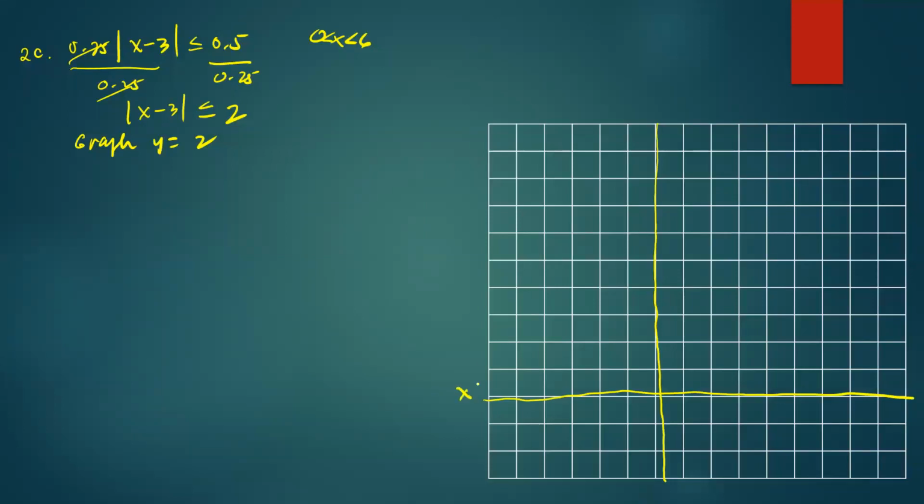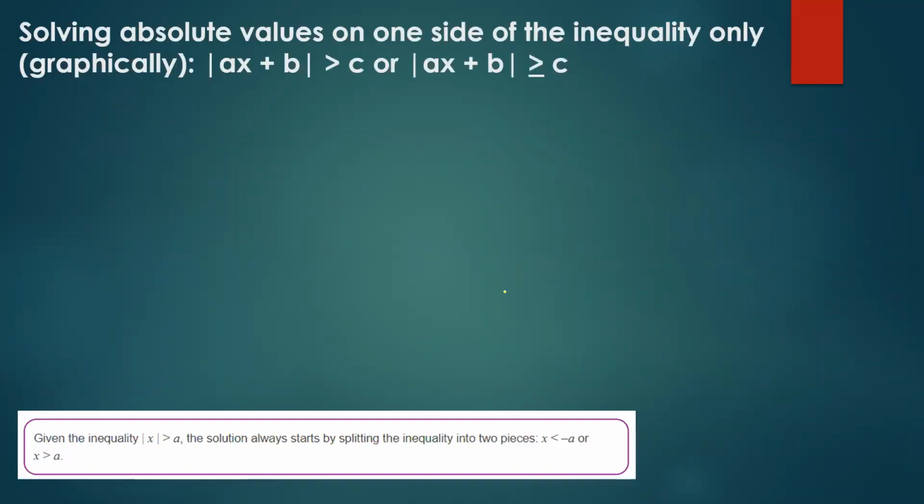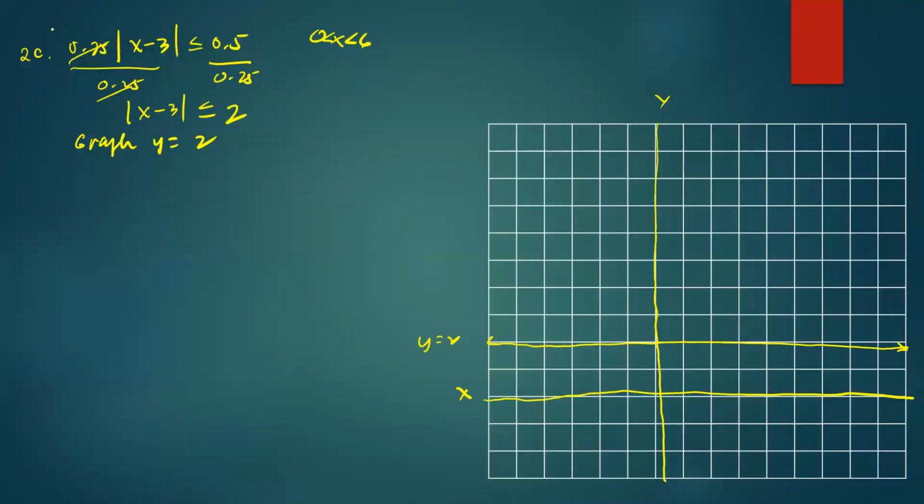Okay, so this is our x-axis. This is our y-axis. So our y is equal to 2 is here, right? So this is y is equal to 2. Then we graph the modulus of x minus 3.